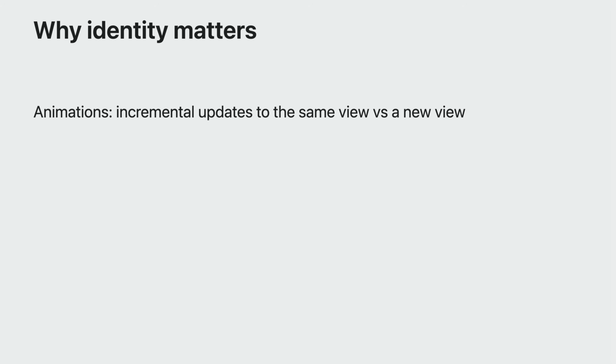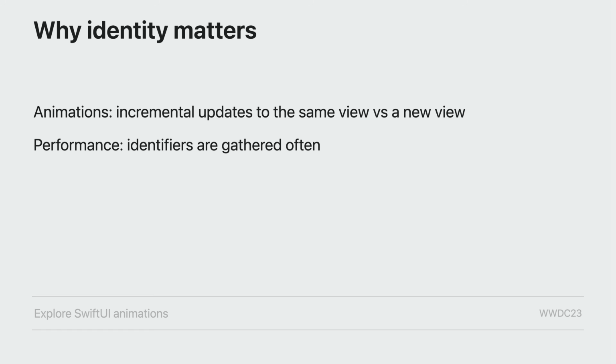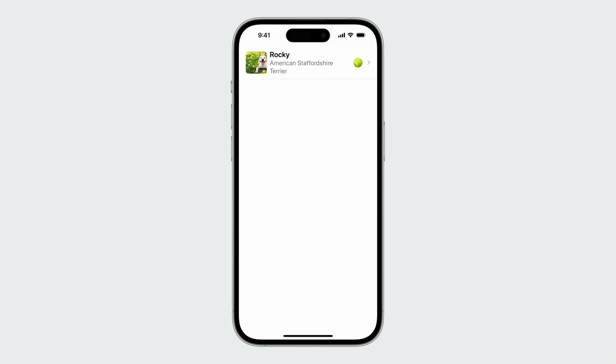Identity helps SwiftUI manage view lifetime, which is crucial for incremental updates to your hierarchy. A change to the identity means the view changed. This is important for animations and performance. For more information on animations, check out the Fundamentals of SwiftUI Animations session. Identification performance is important because identifiers are gathered often, especially for lists and tables. Let's walk through the list identification model.